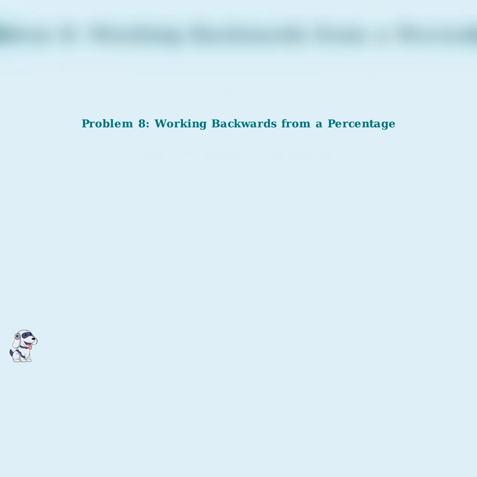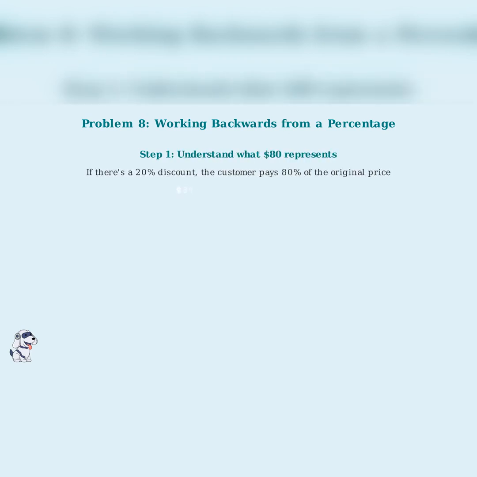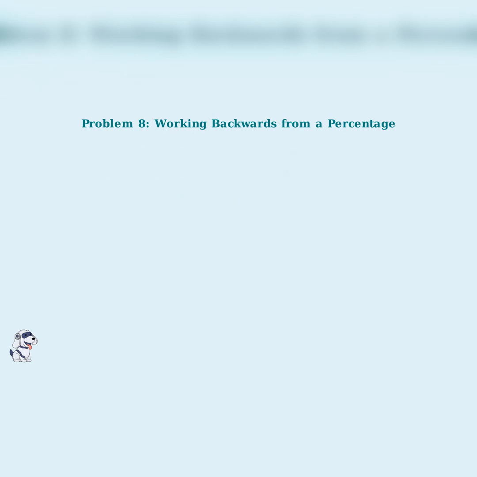The key insight is understanding what the $80 represents after the discount. First, we need to understand what the $80 represents. If there's a 20% discount, then the customer pays 80% of the original price. So $80 equals 80% of the original price. Next, let's set up our equation. Let X represent the original price, then 80% of X equals $80. Now we solve for X by dividing both sides by 0.8.